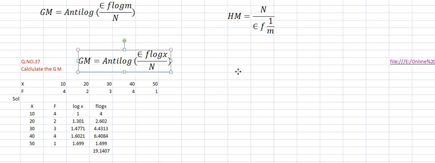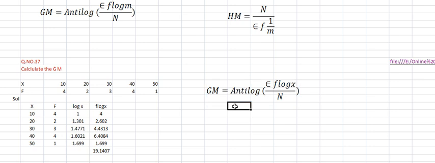The formula is this one. Then how to use this formula? I will show you now. So the antilog, right? Summation of f log x, this number. How much is f log x?